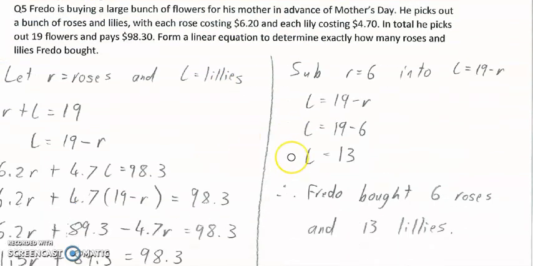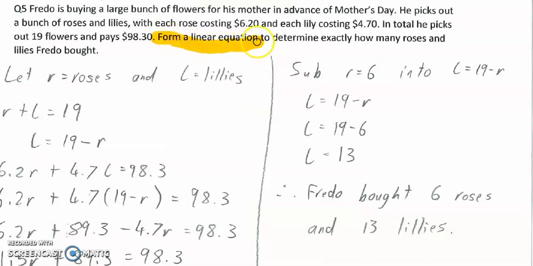Okay, next example, and last one before you start doing some stuff on your own. So question 5. Fredo, I don't know. Anyway, the point is, Fredo is buying a large bunch of flowers for his mother in advance of Mother's Day. Oh, what a good son. He picks out a bunch of roses and lilies, with each rose costing $6.20 and each lily costing $4.70. In total, he picks out 19 flowers and pays $98.30.